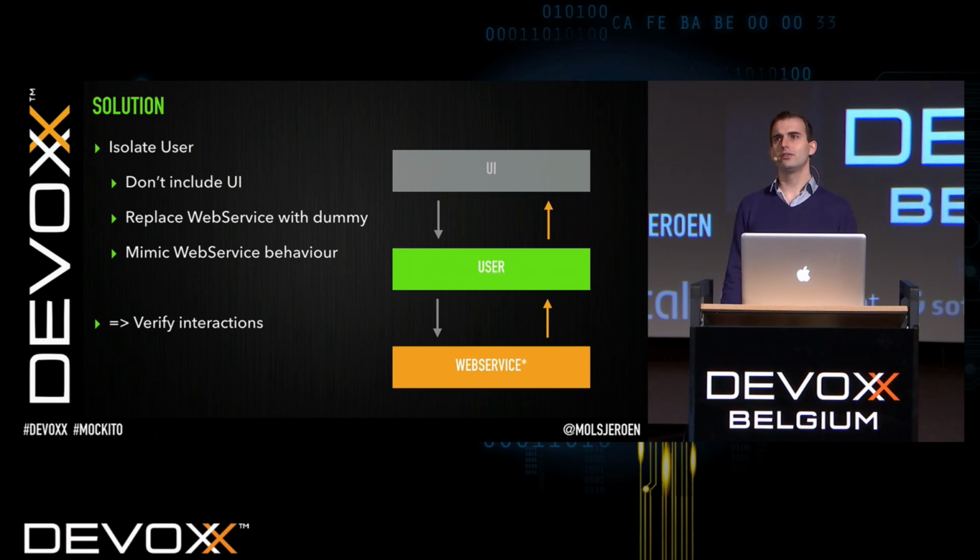Second problem, the web service. Well, that's slightly trickier because obviously we want to have reliable tests, so we don't want to do the network requests in our unit test. So what we need to do there is we need to replace the web service by something that looks the same but behaves differently. And then instead of actually verifying results, state verification, we're going to verify the interactions, behavior verification.